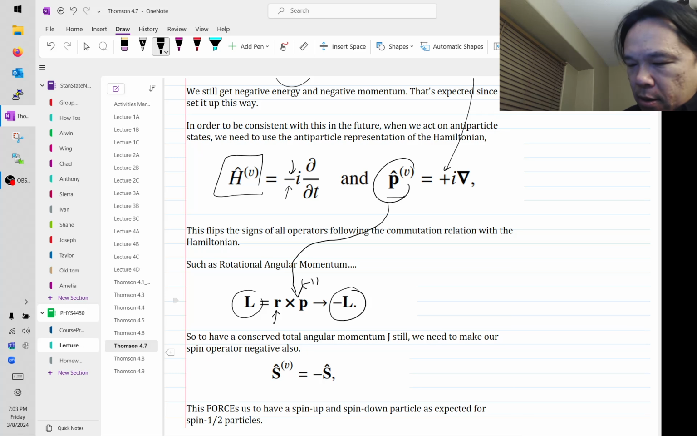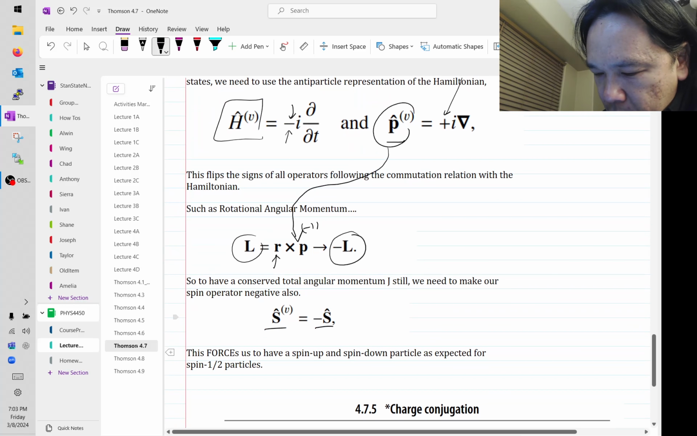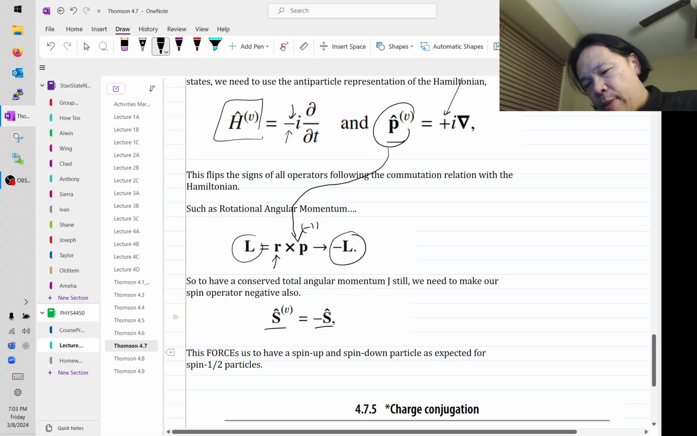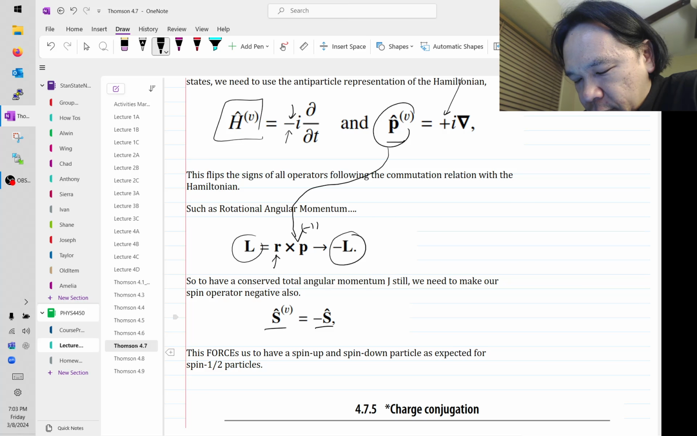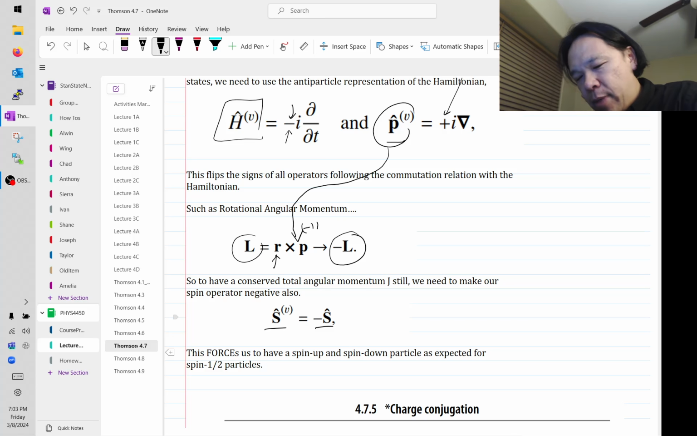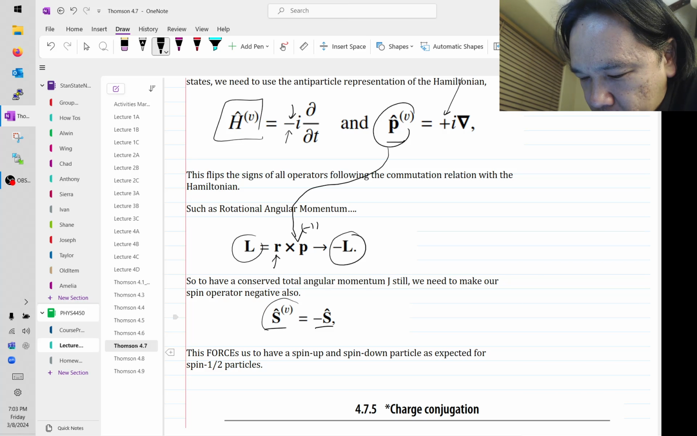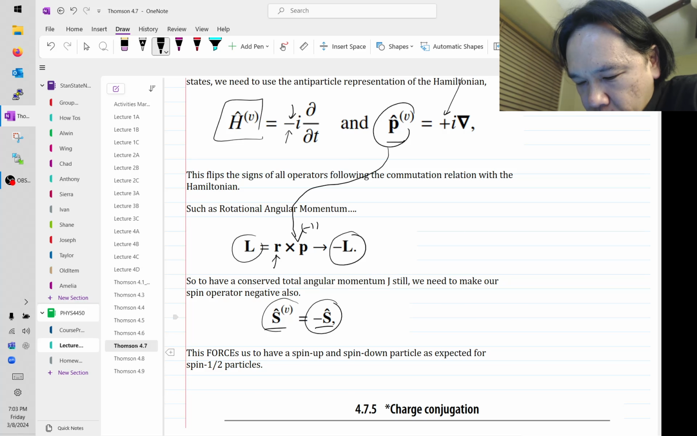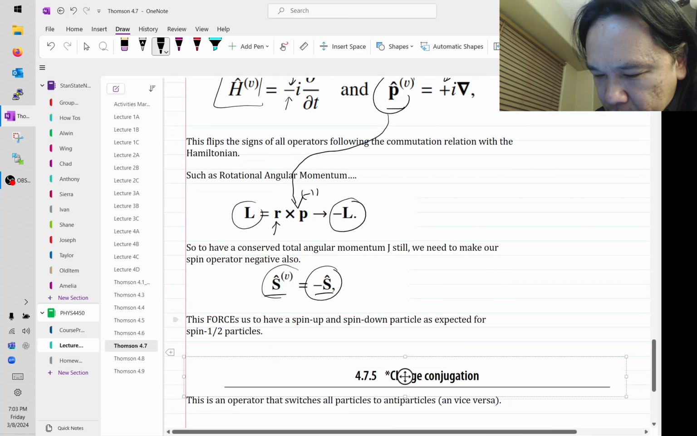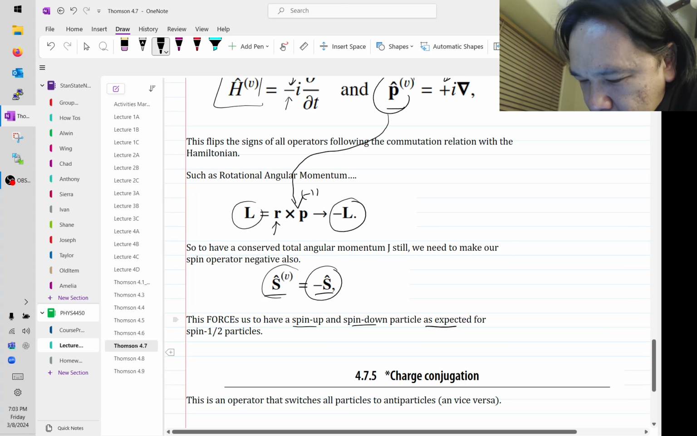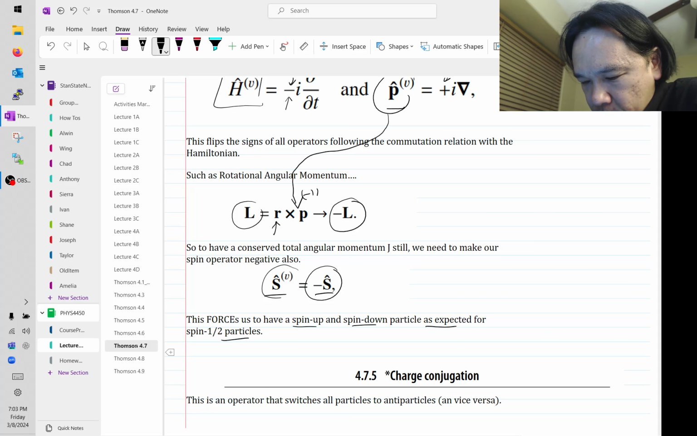Similarly, spin is also going to be negative. It's a little bit harder to picture because spin is an intrinsic property of particles, as opposed to having a physical picture. You can't physically picture them in classical mechanics, right? But we do also have to flip the sign of the spin operator for antiparticles. So this forces us to have some spin up and spin down particles, just as what we expect for spin 1/2 particles. So that's how we deal with this one sign flip.